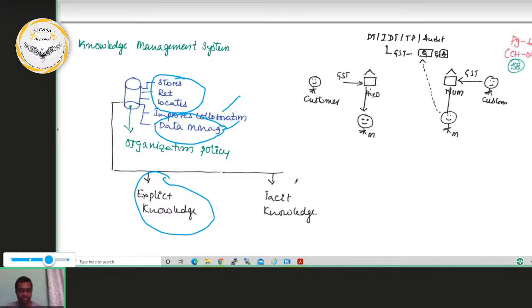How many types of planning languages do we have? We have two types of planning language. The first one is called a general purpose planning language. The second is called a special purpose planning language. So what do you mean by general purpose planning language?